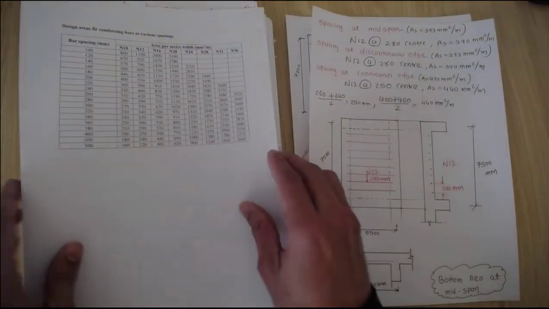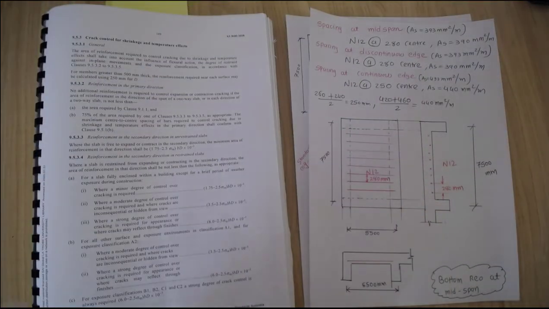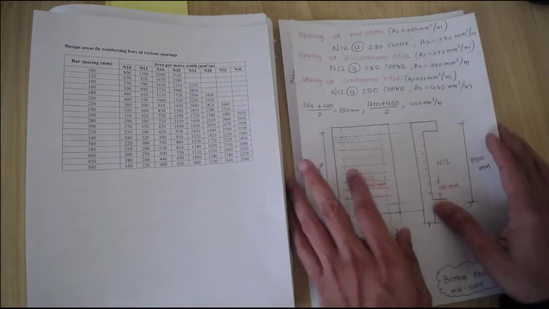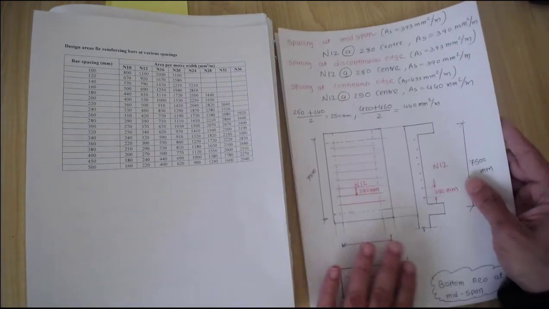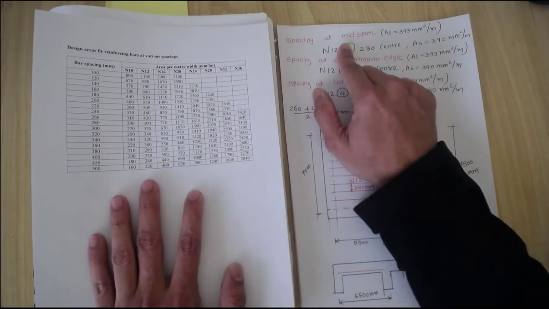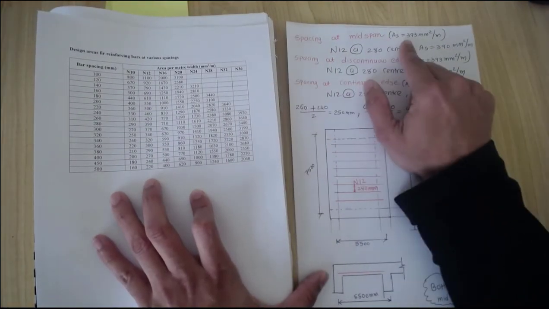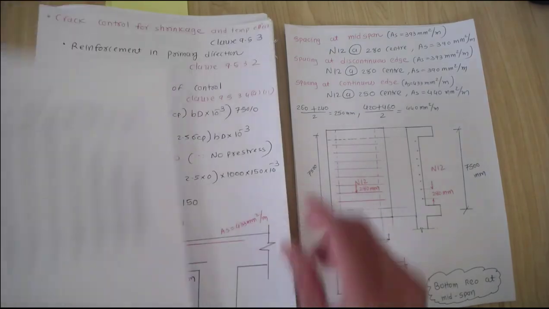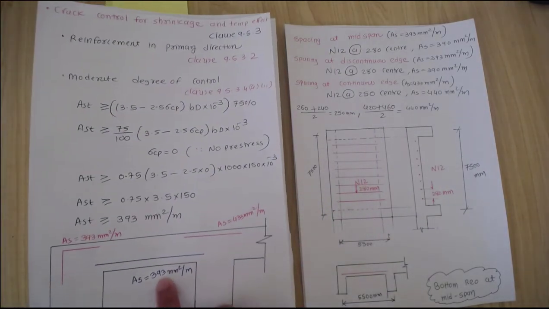Otherwise you can just simply calculate by hand as well. Probably in the next video I can show you how to calculate by hand. But for spacing at the mid spans, I'm using these tables. The area is 393 millimeters square here at mid span.